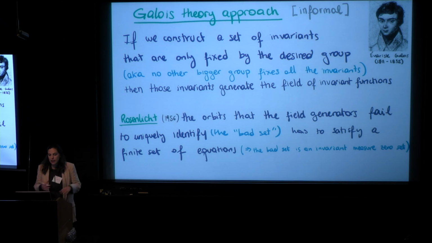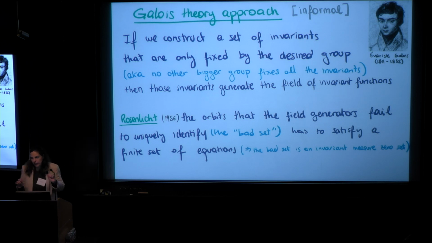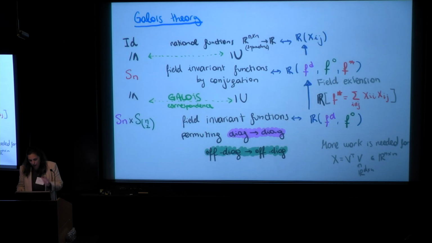The Rosen-Schlitt theorem says that the orbits that the field generators fail to identify form a small set. It's a set of zeros of a finite set of polynomial equations, and this is an invariant measure zero closed set. So basically, using these techniques, we can generate the field of invariant functions, and those will give us a result that is universal approximation everywhere except in a closed measure zero set that we are not going to characterize, but is possibly characterizable.